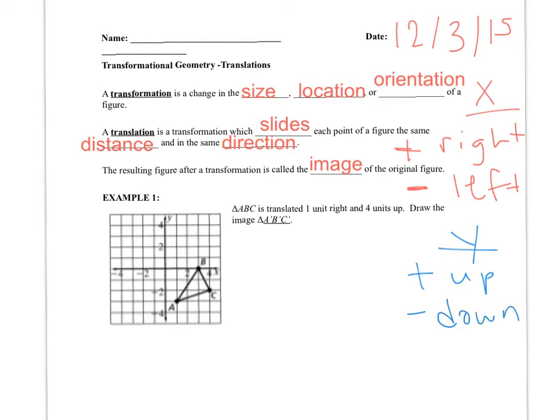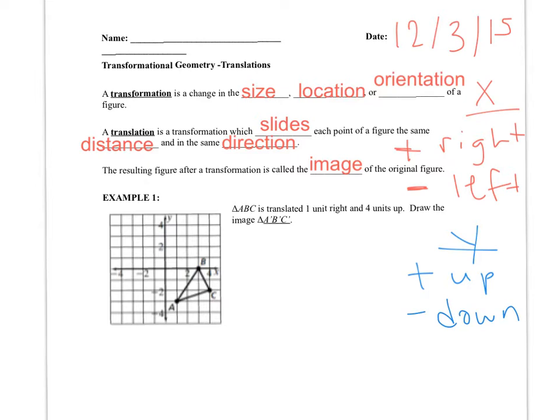And this all has to do with when you go to write it as a rule. The up and down only applies to the Y part of the coordinate point. Up and down goes with Y, and right and left goes with X. If it's right, you're adding to X. If it's left, you're subtracting from X. If it's up, you're adding to Y. If it's down, you're subtracting from Y, all right?